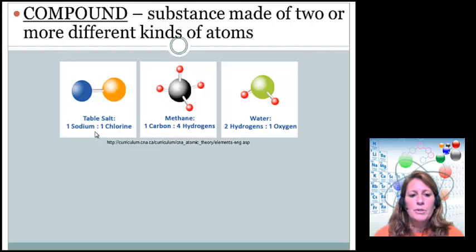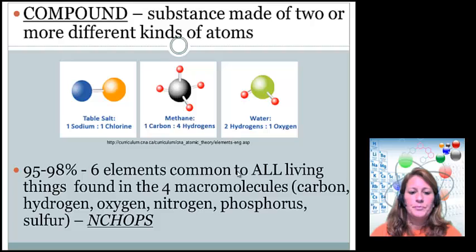So here's an example. Here's table salt. I've got one sodium, one chlorine, so it makes sodium chloride. I have one carbon, which is the black, and there are 4 hydrogens. Water, 2 hydrogens, and 1 oxygen. So there are at least two different kinds of atoms bound together that make a compound.